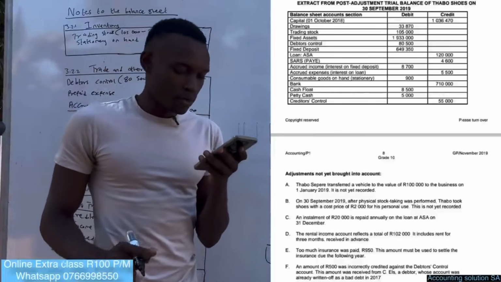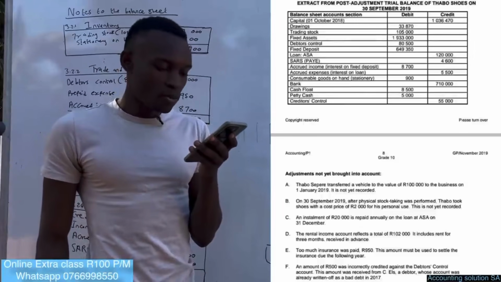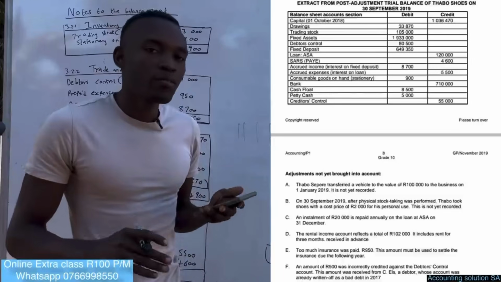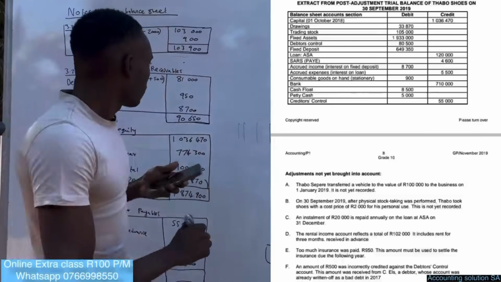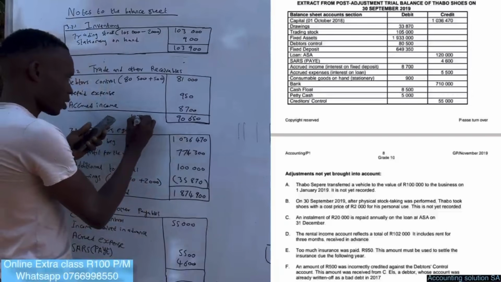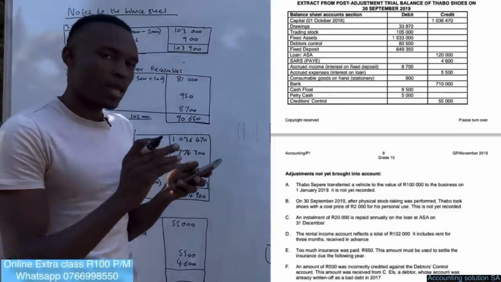Let's look at it under additional information. Additional information number D. Rent income account reflects a total of 102,000, and it includes the rent for the 3 months. Rent in advance. We received rent in advance. This rent of 102,000, they paid extra 3 months.